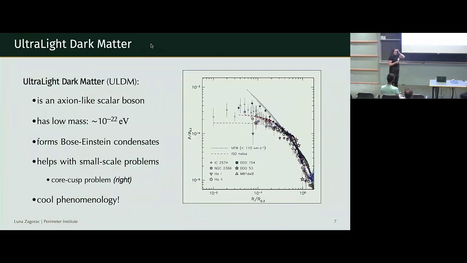So ultralight dark matter, what is it? Also known as fuzzy dark matter. It is an axion-like scalar boson. For the cases that I consider in this talk, the mass is on the order of 10 to the minus 22 eV, which means that its de Broglie wavelength is on the order of a kiloparsec. That means that these Bose-Einstein condensate effects become really visible on the size of the galaxy, and this is why I find it interesting, because I think it's really, really cool phenomenology.